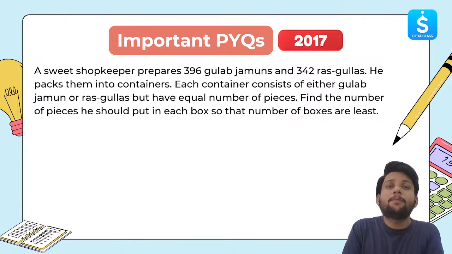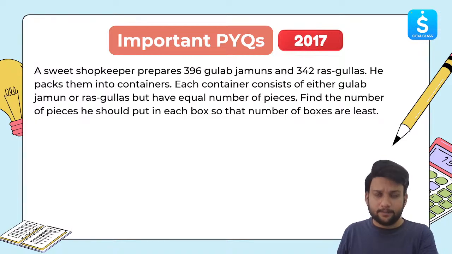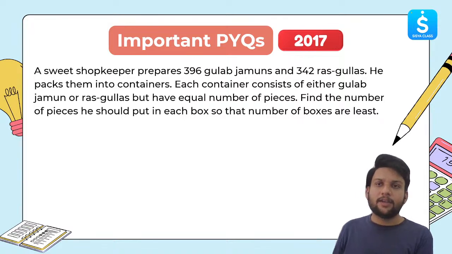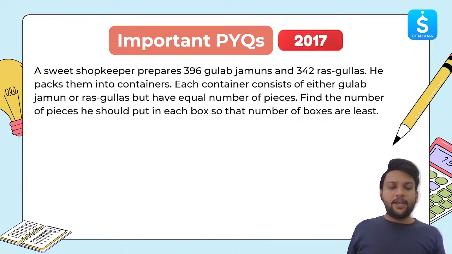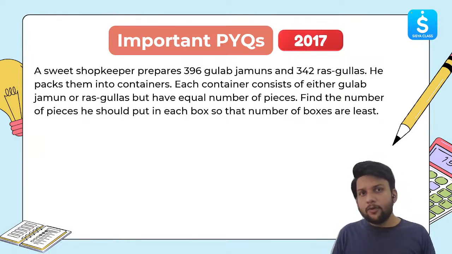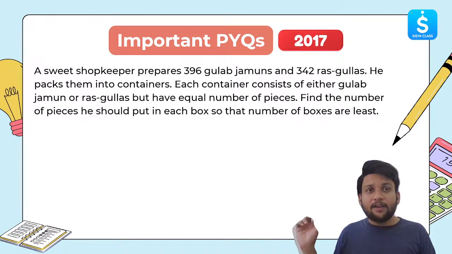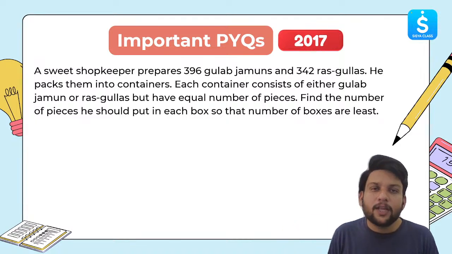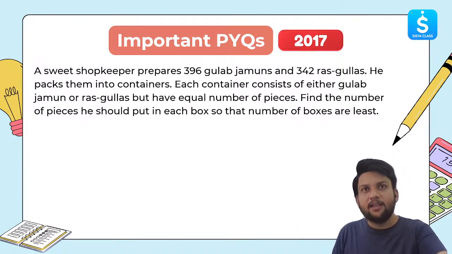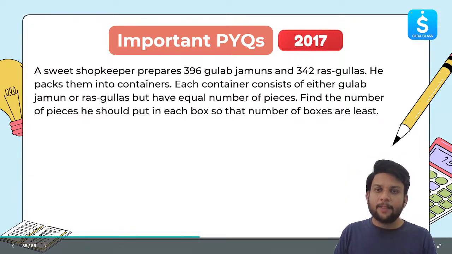A sweet shopkeeper prepares 396 gulab jamuns and 342 rasgullas. Okay, so he's preparing some gulab jamuns and rasgullas, and of course, I'm hungry. So he packs them into containers. Each container consists of either gulab jamun or rasgullas, but they should have an equal number of pieces, and the number of pieces he should put in each box is such that the number of boxes is least. When I hear the word least, I know I have to do HCF.